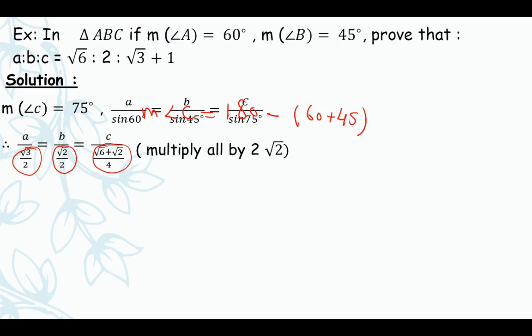To simplify this ratio, you should multiply each term by 2 root 2. Then A over root 6 equals B over 2 equals C over root 3 plus 1. Then the ratio between the three sides A, B and C will be root 6 to 2 to root 3 plus 1.